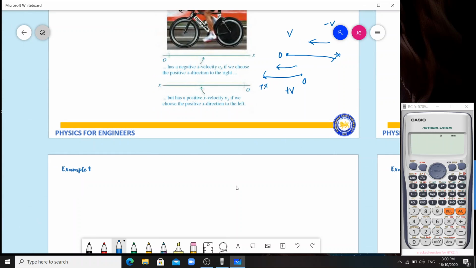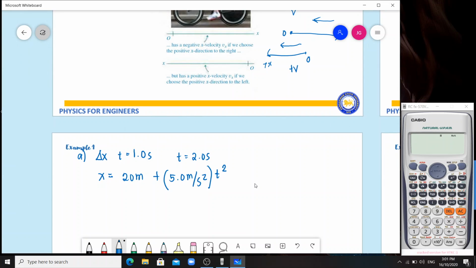Okay. In letter A, we are to find the displacement or delta x at time 1.0 second and time 2.0 seconds. Okay. Ano na ulit yung x natin? X is 20 meters plus 5.0 meters per second squared t squared. Okay. So in order for us to know the position x1, we have to substitute t1. T1, this is t2. So x1 is equivalent to 20 meters plus 5.0 meters per second squared. T squared is what?